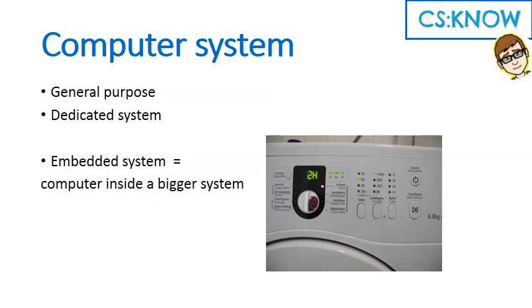Embedded systems are computer systems that make up part of a bigger system. So selecting what sort of wash you want on a washing machine, whether you're running colours or what temperature you're going to run it at, that's an embedded computer system inside the bigger system, or on a microwave, or on a smart TV.